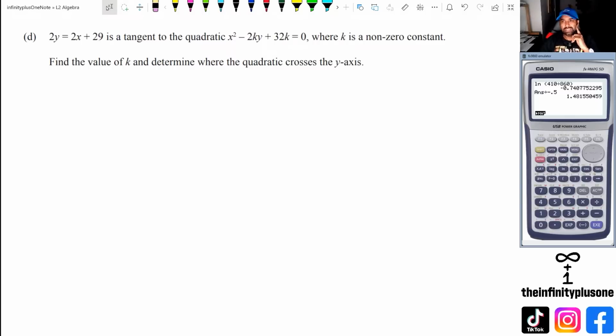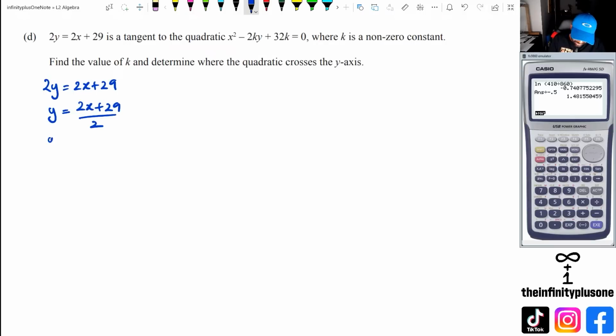For question D, we've got a tangent to the quadratic. Find the value of k, and determine where the quadratic crosses the y-axis. What we probably need to do is substitute this equation into the other one. I'm going to take the first equation, 2y is equal to 2x plus 29, and rewrite this as y is equal to (2x plus 29) divided by 2. Then I get 2x over 2 plus 29 over 2, which means the straight line is y equals x plus 14.5.